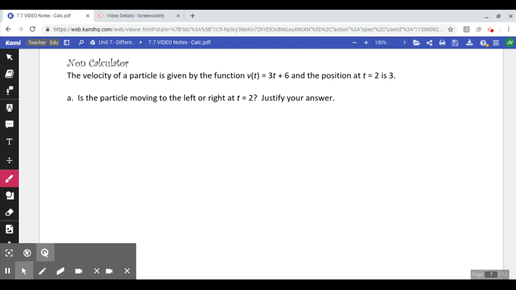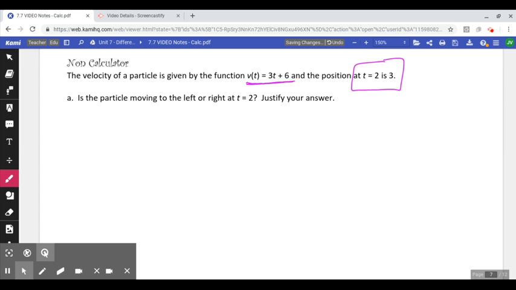This example is just like an AP free response question, and it's non-calculator. You can see it says we're given that the velocity of a particle is given by the function v of t. So this is the velocity function here. It's equal to 3t plus 6. And we're also given an initial condition. So we've got the position at t is equal to 2 is 3. So that's going to be important later on.